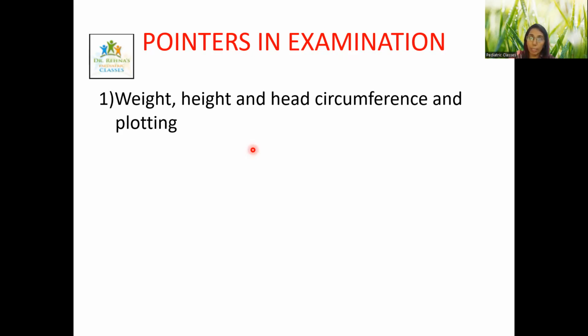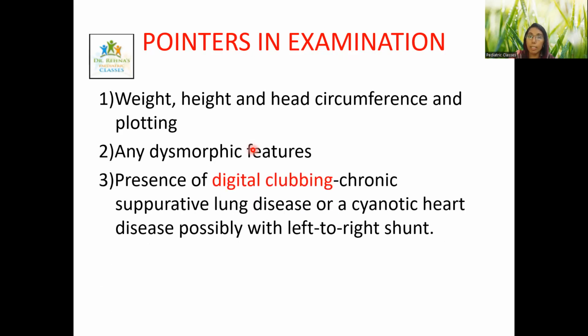And to know whether there is any growth retardation, we need to look for any dysmorphic features. If there is digital clubbing, consider a chronic suppurative lung disease or a cyanotic heart disease, possibly with a left to right shunt. Check for any pallor, because iron deficiency anemia itself can be a cause of recurrent infections. Another thing is pulmonary hemosiderosis, where pallor can be there. Central cyanosis. Then what are the things we are actually going to see in ENT?